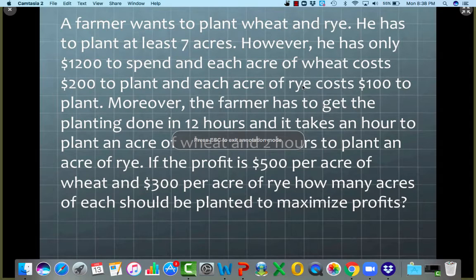So let's look at this application problem. We have a farmer that wants to plant wheat and rye. So we have two different crops here. And he has to plant at least 7 acres. So just kind of highlighting important numbers here.